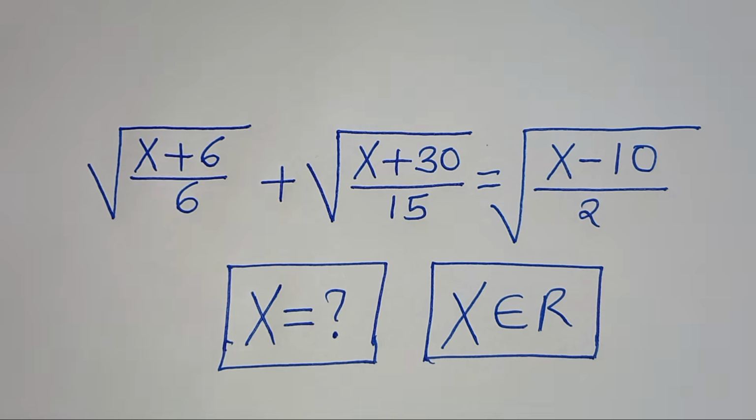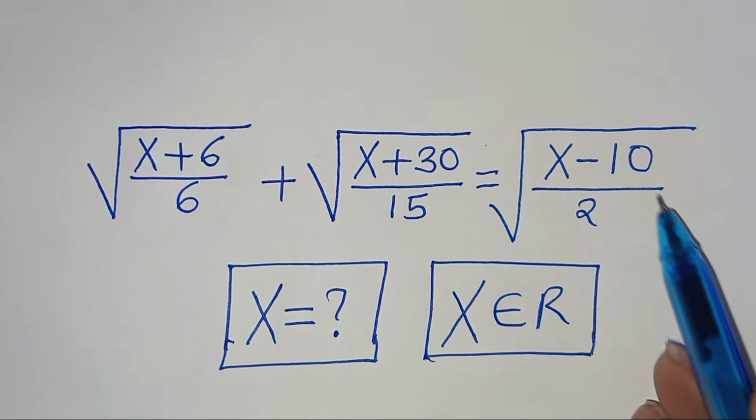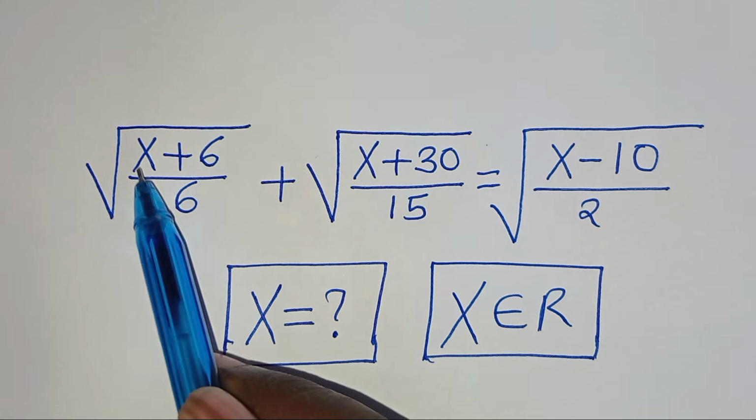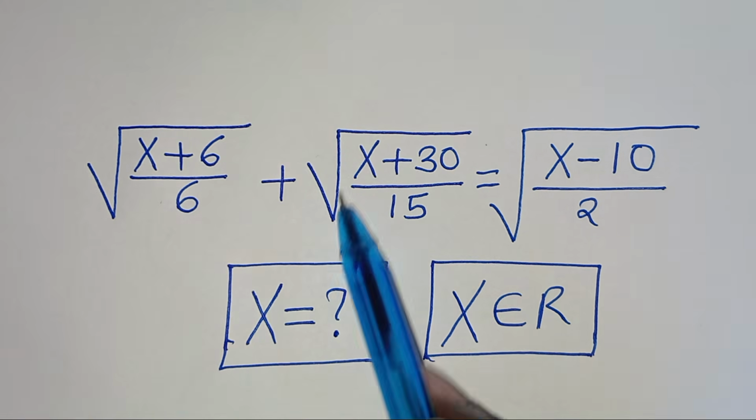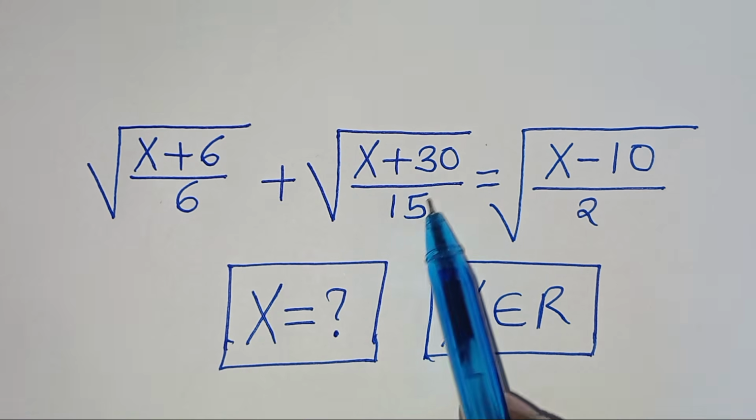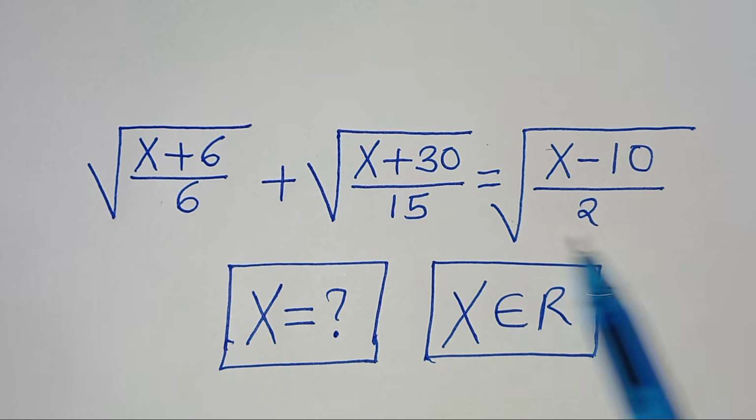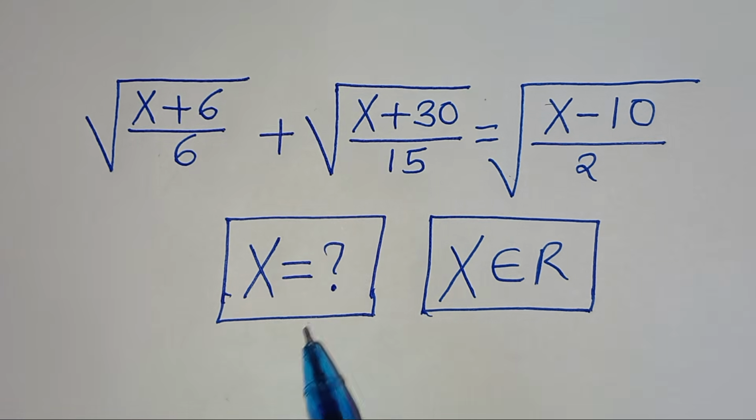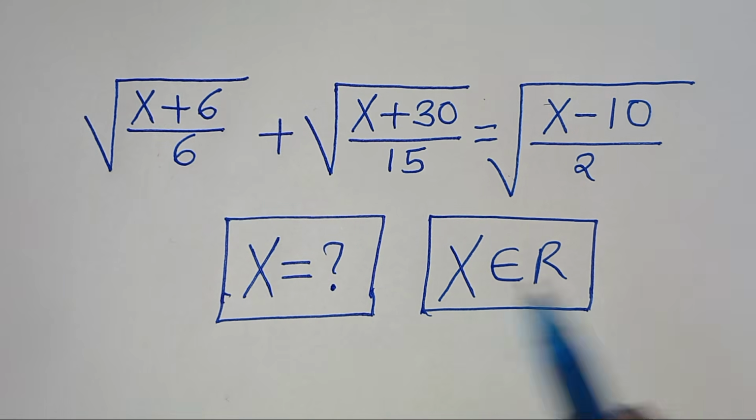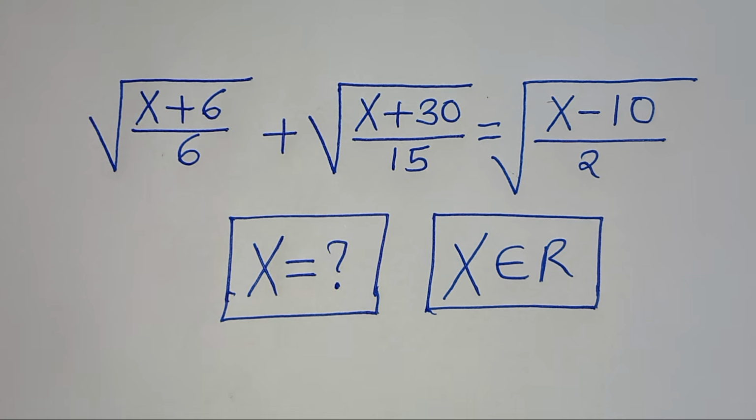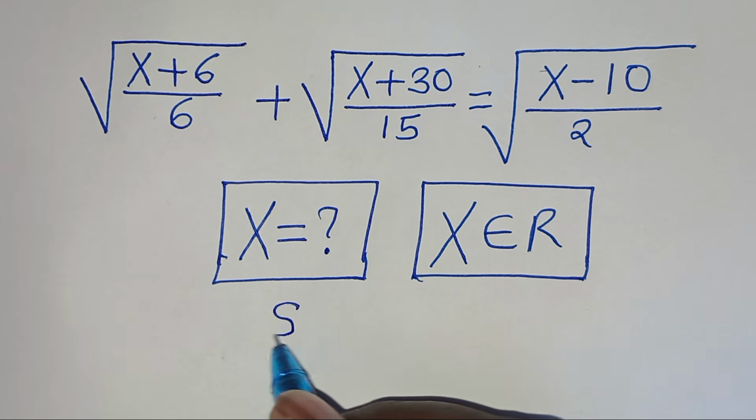Hello everyone, you're welcome to solve this nice square root math problem: the square root of (x plus 6) over 6 plus the square root of (x plus 30) over 15 is equal to the square root of (x minus 10) divided by 2. So what is the value of x given that x is an element of real numbers? Let's provide a solution from here.